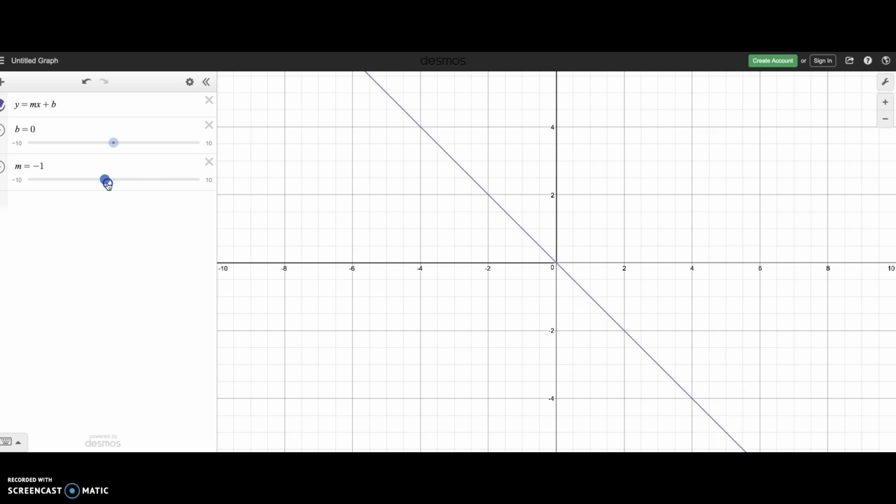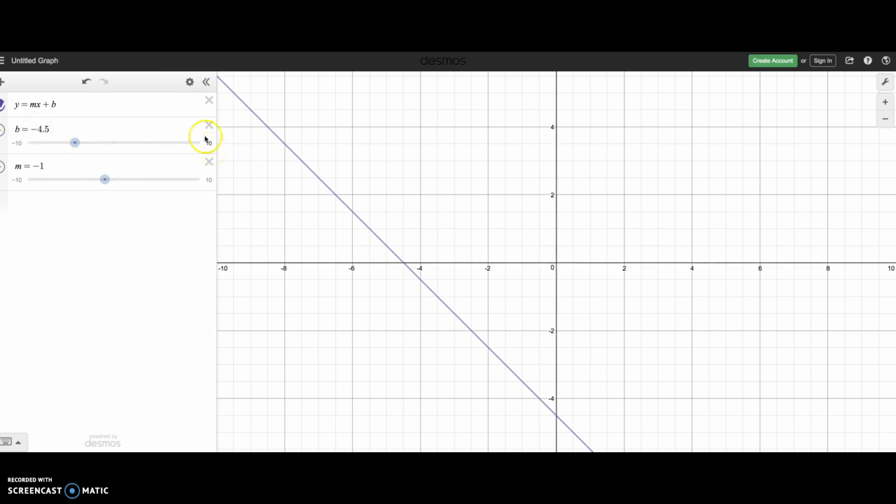And I just wanted to show you what this graph looks like. Now here's the y-intercept b. So if I adjust this, notice what happens. The line stays the same, it's just moving the spot that it crosses on the y-axis. So how does this help?